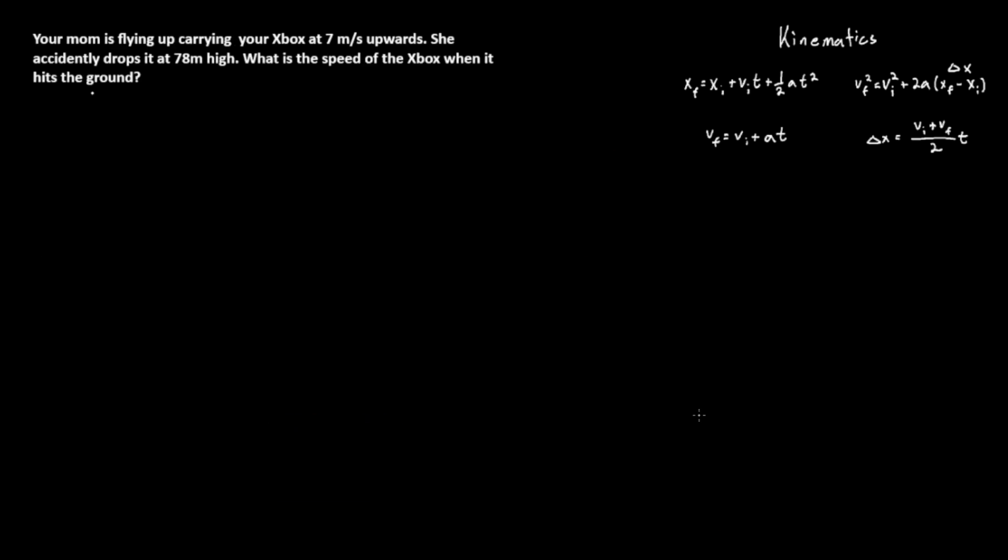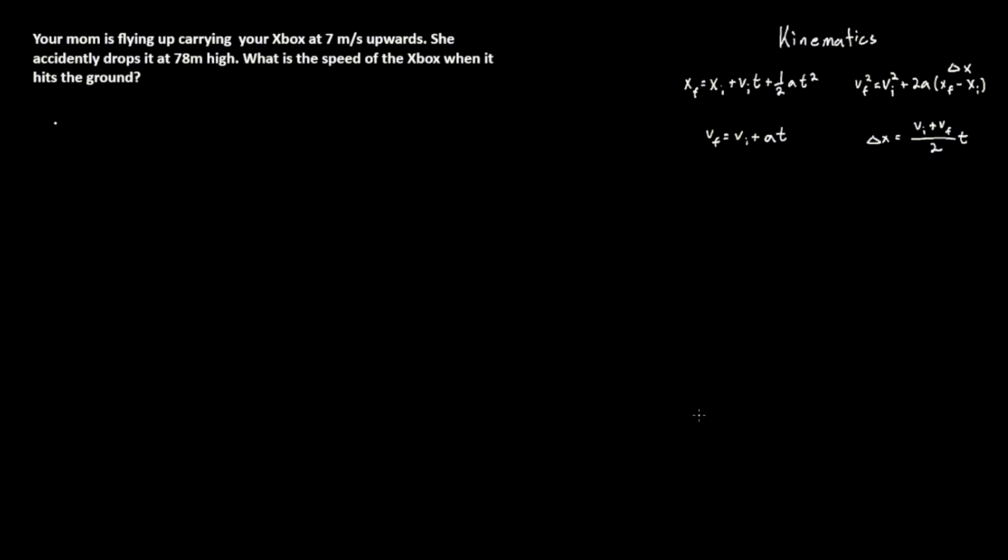Your mom is flying up, carrying your Xbox at 7 meters per second upwards. Who knows why she's doing that? Maybe you were playing too much Minecraft during COVID and she wanted to destroy your Xbox because you need to do your homework. But she accidentally drops it at 78 meters high, which is for sure going to destroy the Xbox. But what we're concerned about isn't the quality of the Xbox, and if you can play Minecraft on it after, it's the speed of the Xbox when it hits the ground. So let's solve for that.